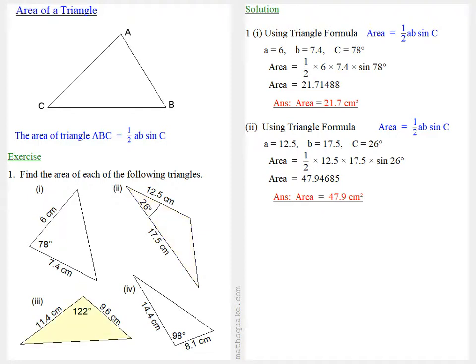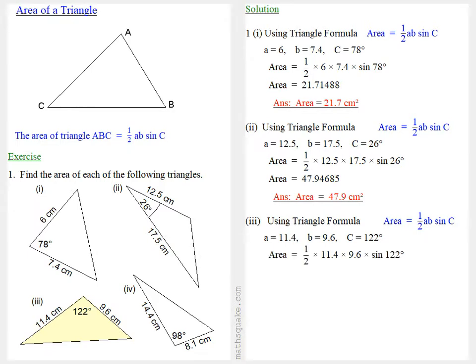In question 3, we have a triangle with sides 11.4, 9.6 and an angle of 122. So, using the triangle formula, half AB sine C, we have A is 11.4, B is 9.6, C is 122 degrees, and so the area is a half times 11.4 times 9.6 times the sine of 122, which, when we work it out on a calculator, is 46.40519. So, if we round that off to one decimal place, the area is 46.4 square centimetres.